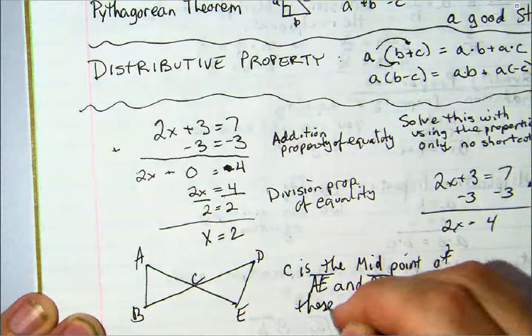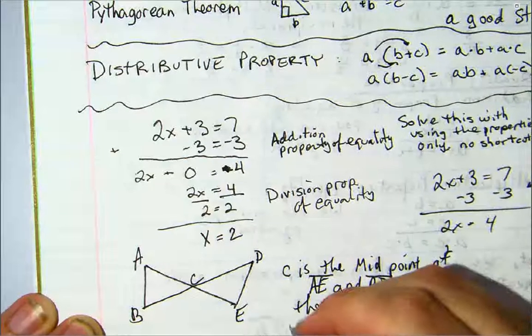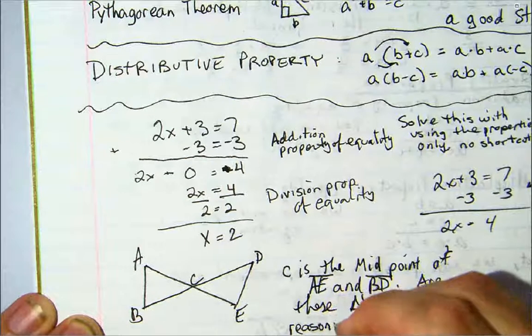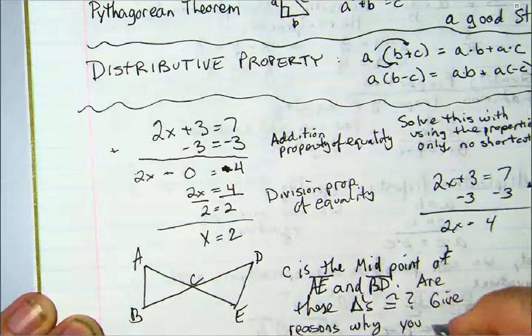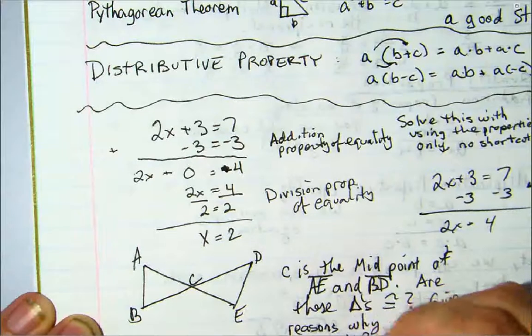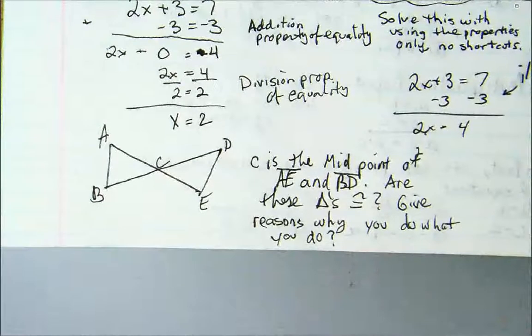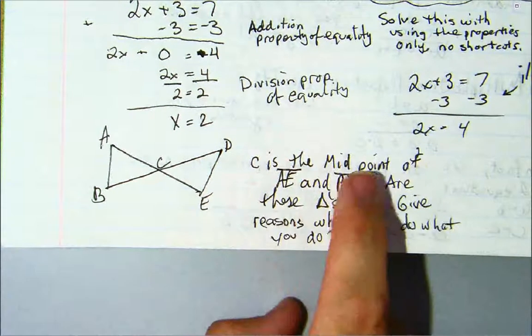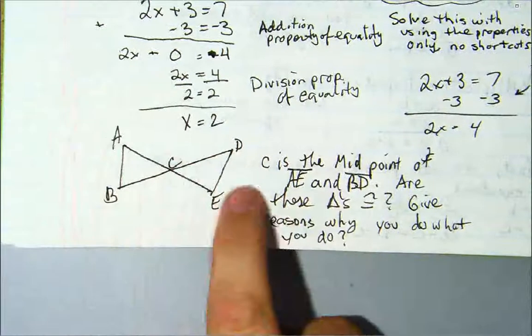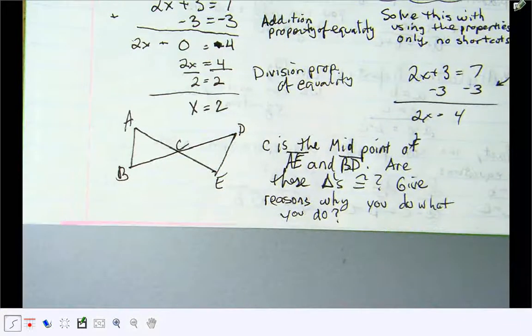Are these triangles congruent? And give reasons why you do what you do. All right, that's your problem right now. That's what I want you to do. I want you to try to figure this out. Are these two triangles congruent to each other, just given the fact that C is the midpoint of segment AE and segment BD? And I'm going to stop the recording at this point, because now you're just going to start working on that.